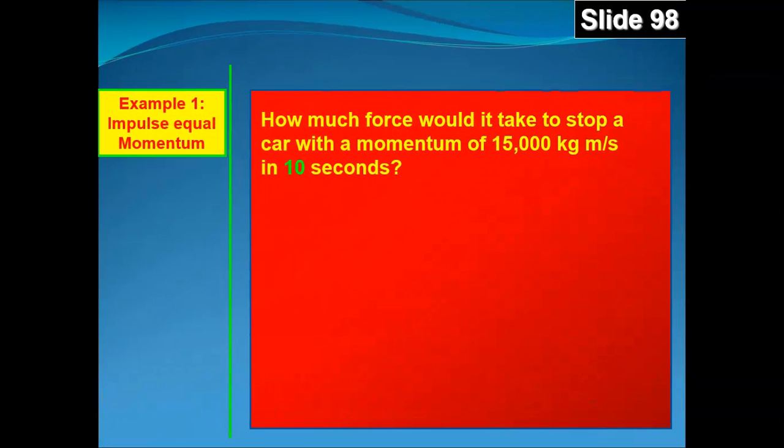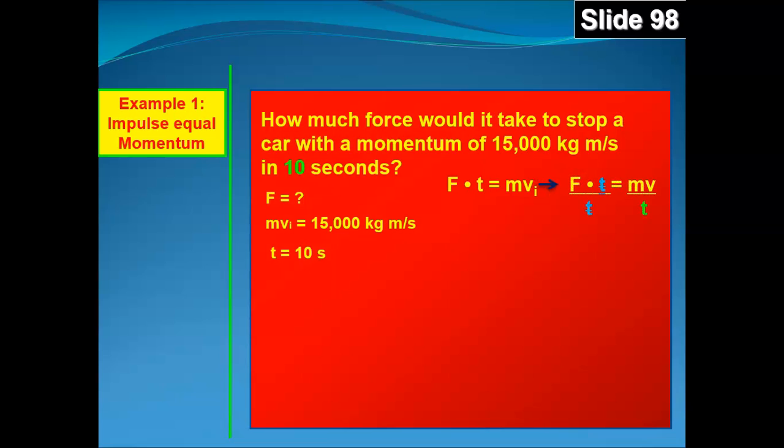So how much force would it take to stop a car with a momentum of 15,000 kilogram meters per second in 10 seconds? So here the time matters. So force equals question mark, and you know the momentum, m vi equals 15,000 kilogram meters per second. And the time is 10 seconds. So you're going to use that formula: force times time equals the momentum, or equals m times vi. So we just plug in the numbers. We're going to solve the equation for F, because you want to know the force. So you simply divide both sides by T, as you can see there.